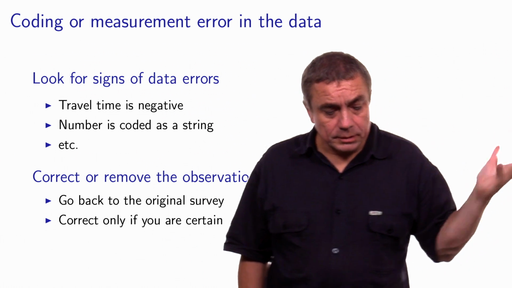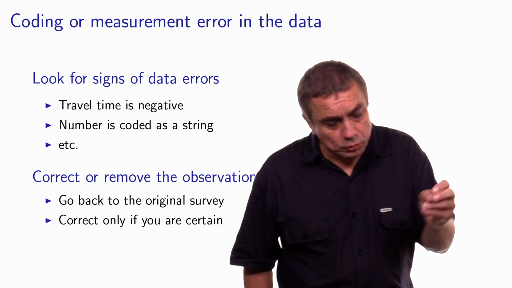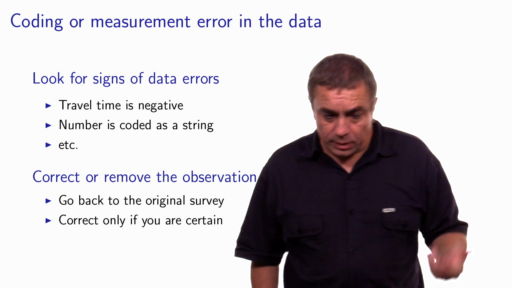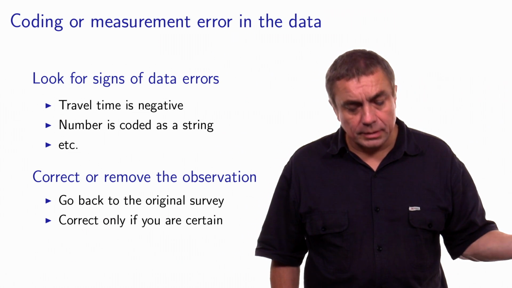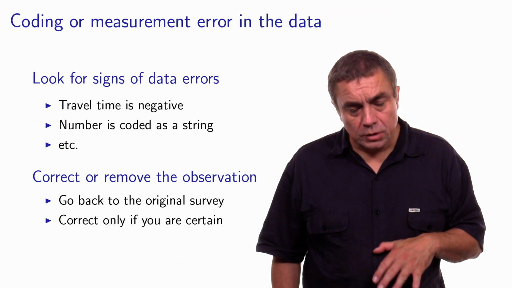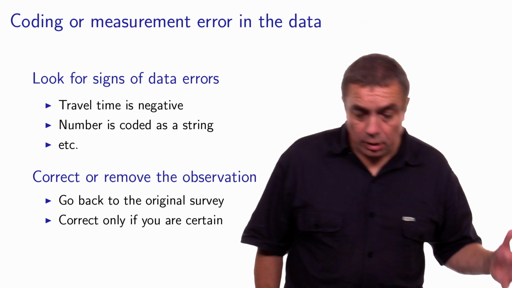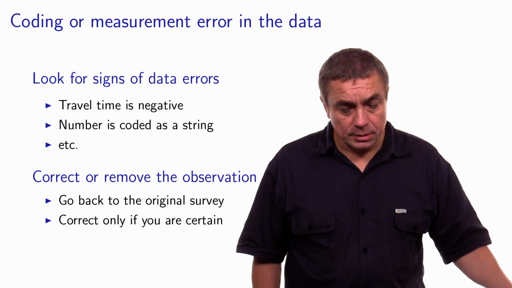It may happen. In this case, either you can correct the error, because you can go back to the survey and you know what is the value of the travel time, and then you can correct it. But if you cannot correct it, it means that this data is corrupted, and then you remove it from the sample. So in general, correct it only if you are sure about what you are doing, because you don't want to add measurement errors in the data.